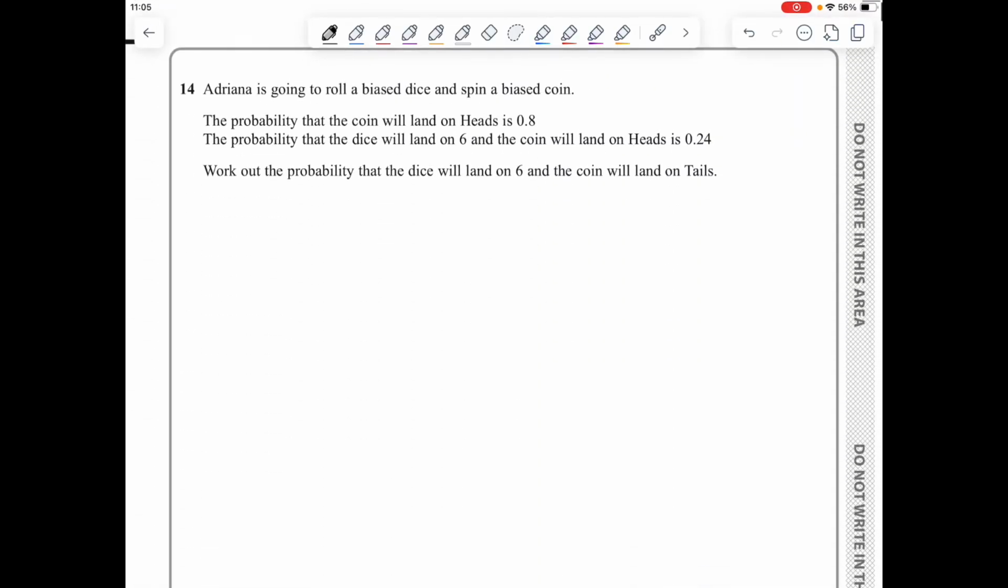For question 14, I'll draw a tree diagram. For the coin, I only have heads and tails with probability 0.8 for a head and probability 0.2 for a tail. Now for the die, I'm not interested in all the outcomes. I'm only interested whether it's a 6 or not a 6. And the probability of getting a 6 is not 1 over 6 because it's biased. Let's call this probability P. Therefore, the probability of not getting a 6 is 1 minus P.